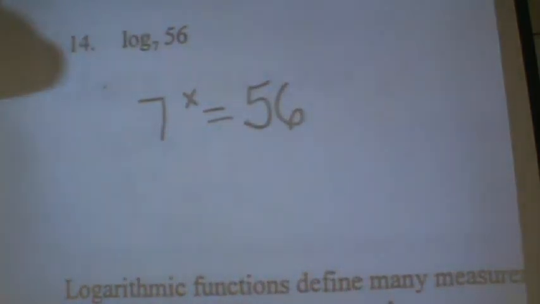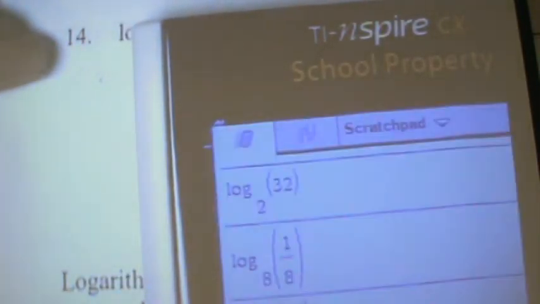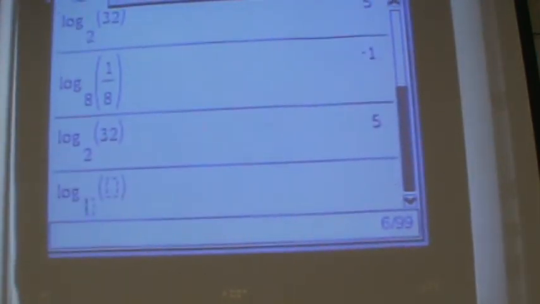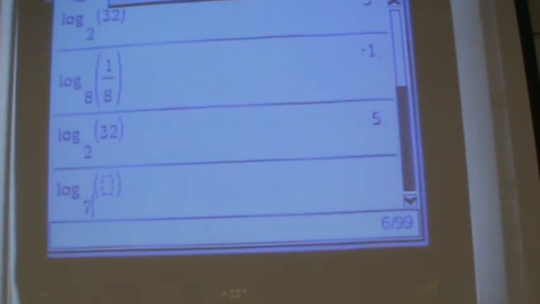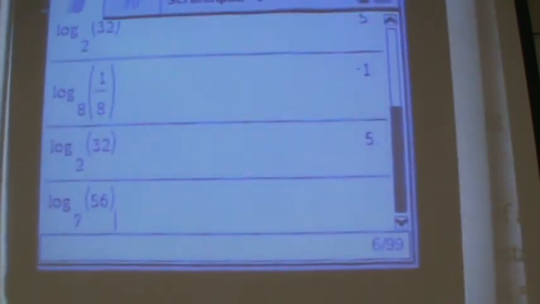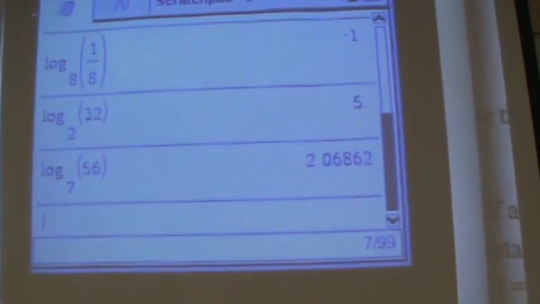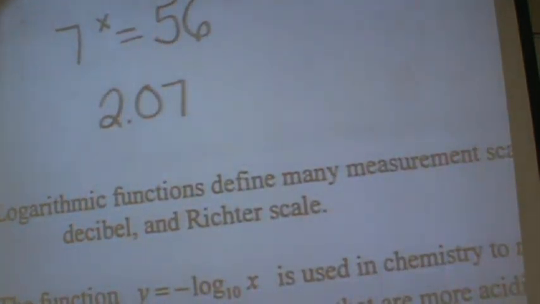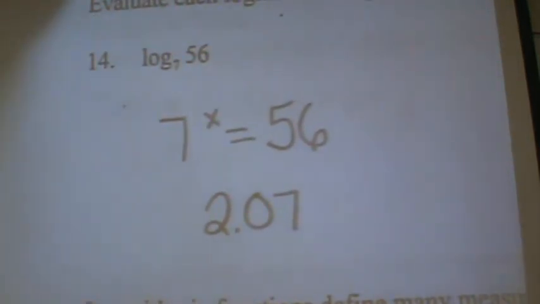How do you type this in your calculator, ladies and gentlemen? It depends on which calculator you have. If you have the Inspire, press control log, and just do base 7 and 56. And your answer is 2.07. Hey, what number is that? Number 14.